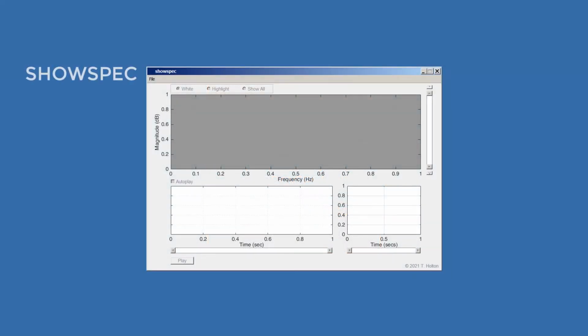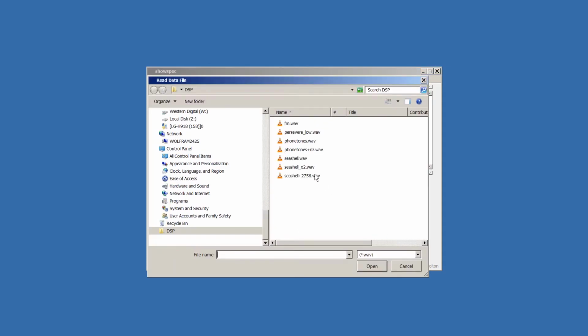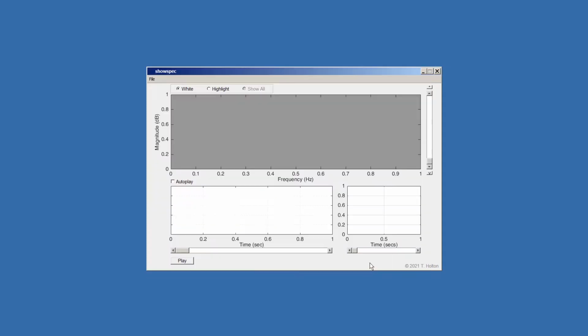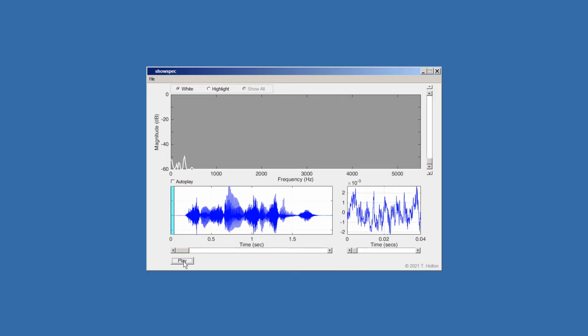This program, SHOWSPEC, demonstrates what a spectrogram is and how it is created. Let's start with a simple clip of speech and play it. She sells seashells. She sells seashells. This left panel shows a time representation of the entire sound. This particular sound takes about 2 seconds from beginning to end.